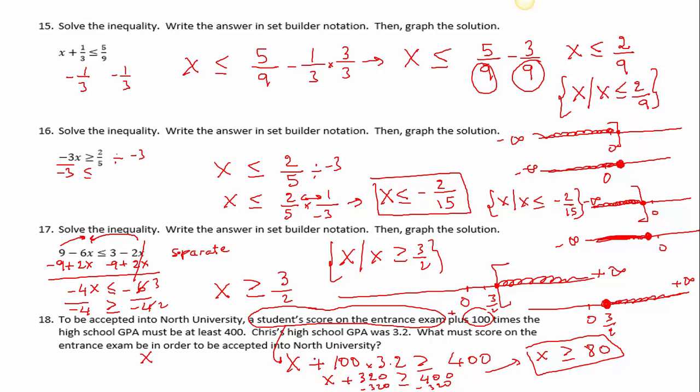And we found this inequality because we were given student score on the entrance exam, that is X, plus 100 times the GPA, 100 times 3.2, must be at least, greater than or equal to 400. This is the 400. So now to solve for X, we multiply 100 times 3.2, that's 320. Subtract 320 from both sides, we end up with X greater than or equal to 80, which is the entrance score. Must be 80 or more.